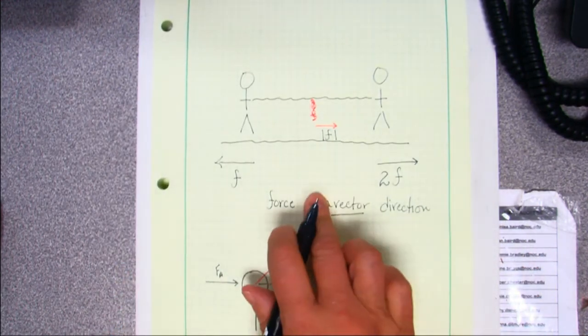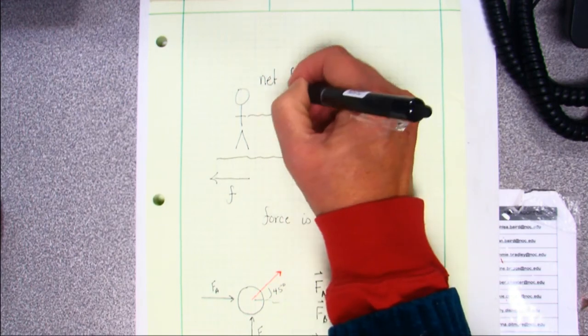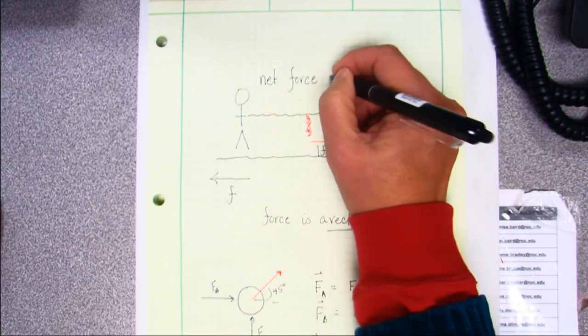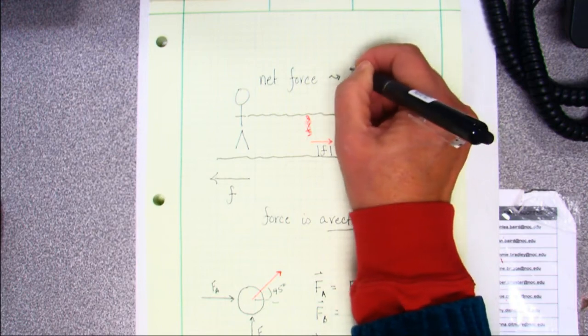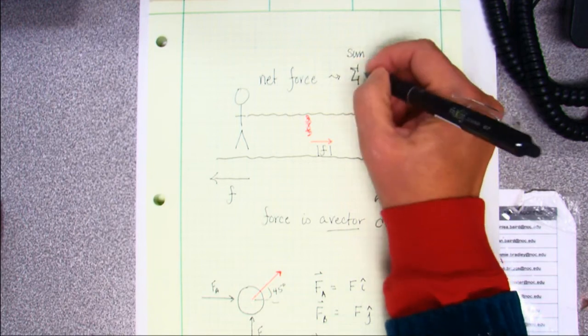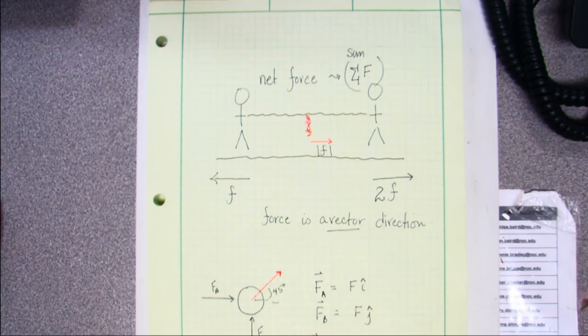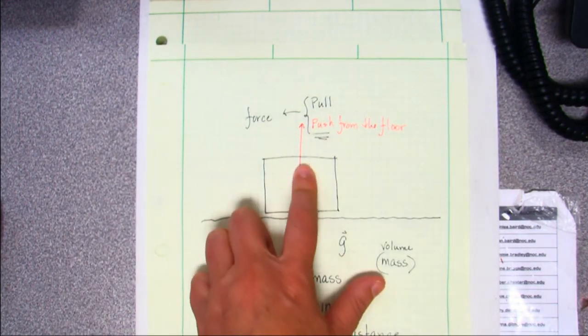But this also starts talking about my net force, which is going to be the sum, and we're going to use this symbol to mean sum. It's going to be the sum of the forces. So we usually refer to it like that. We're going to add up our forces, and that's going to give me the net motion of whatever my object is. So let's go back to our box here, because this is a special force.